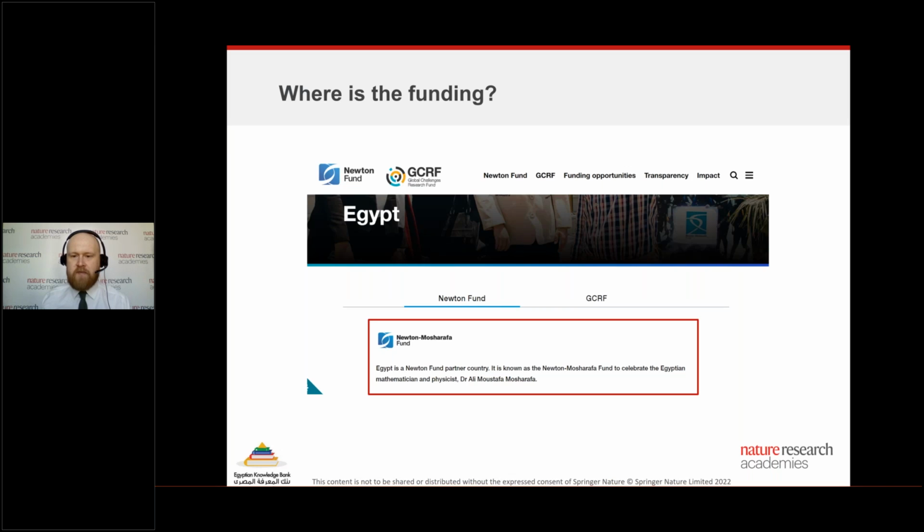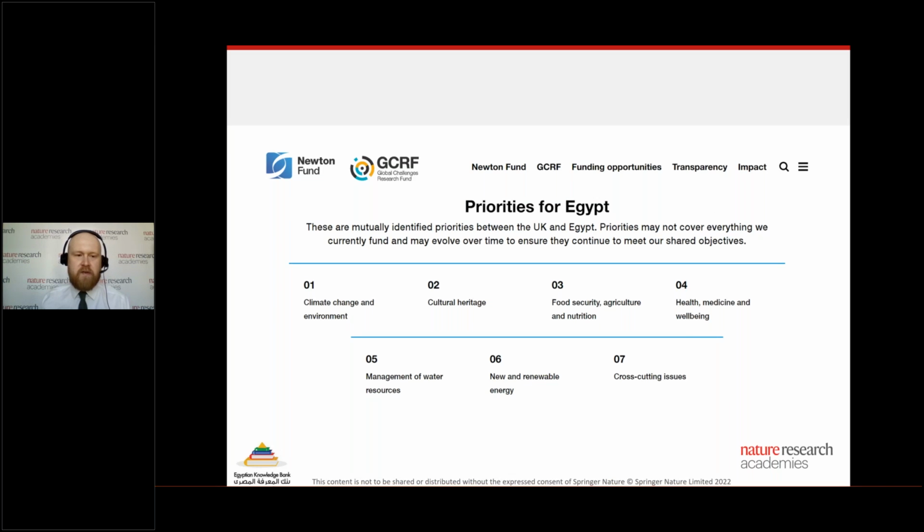They highlight a number of priorities that they have in the Newton Fund for Egypt. As you can see, these cover climate change, cultural heritage, food security, health, medicine, and well-being, but also other things such as water resources, new and renewable energy, and cross-cutting issues. These are mutually identified priorities between the UK and Egypt. These priorities may not cover everything that they currently fund, so do explore these opportunities at the Newton Fund.